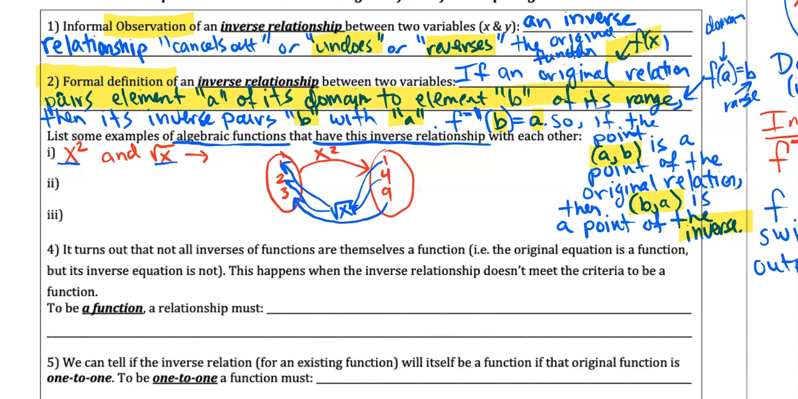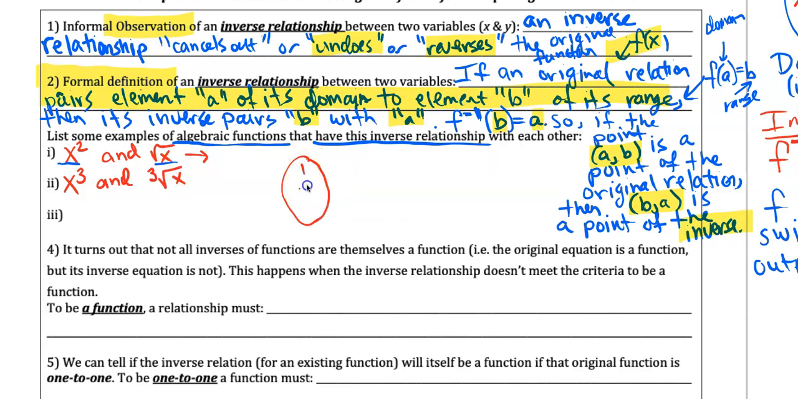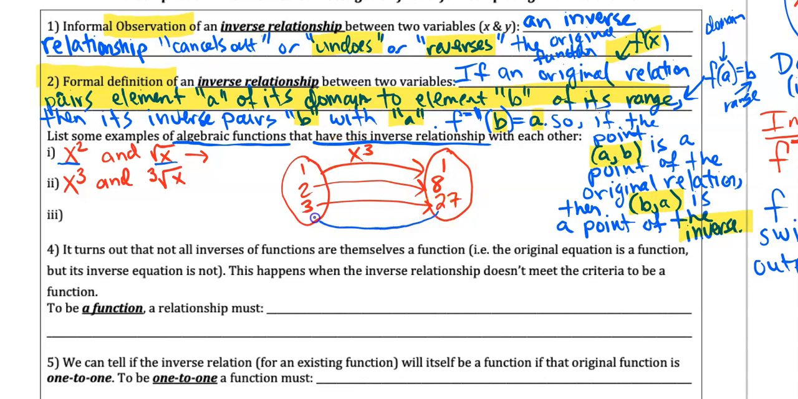Another one that comes to mind is cubing and cube rooting, for a very similar reason. So again, I'll take those numbers 1, 2, 3. If I apply the cube function to them, it will take the 1, cube it and get a 1. It'll cube the 2 and get an 8. It'll cube the 3 and get a 27. So these are the outputs when you cube the inputs. Well then, the inverse would be cube rooting. Cube rooting these numbers will take you right back to where you started.